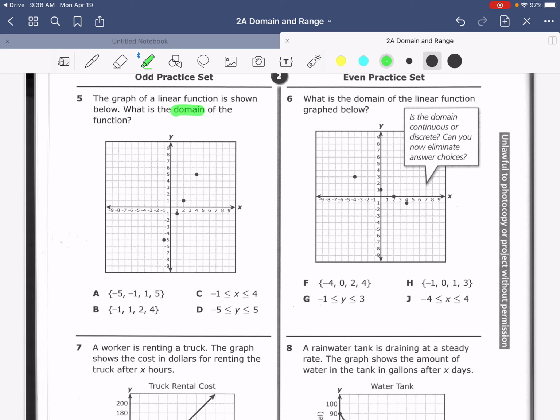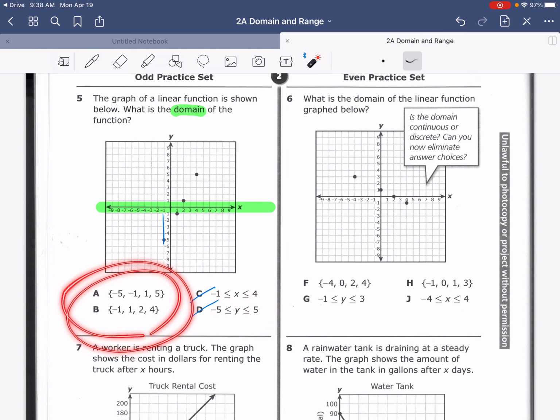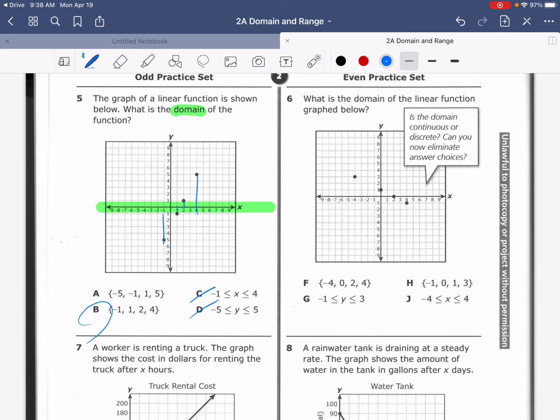Again, domain is x values and it's discrete. So we start from -1. Oh, you can cross this two out because it's discrete, not a line, and we only use this inequality symbol for the continuous. So the answer should be either A or B. So we start from -1, 1, 2, and 4. And to me, this one should be the solution.